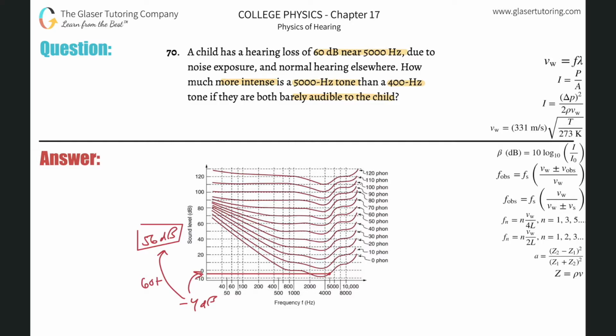Then at 400, so let's find 400 on the graph. So here it looks like it's just below 10, right? If I were to draw the line over, it's just below 10. So maybe that's about 9. This is 9 decibels. So what they're asking us is how much more intense is this, 56, than 9? Okay, so how do we find that?